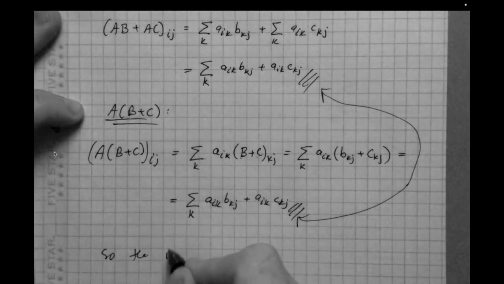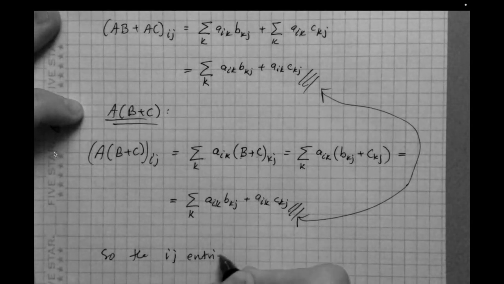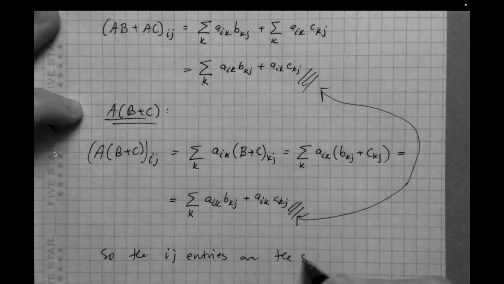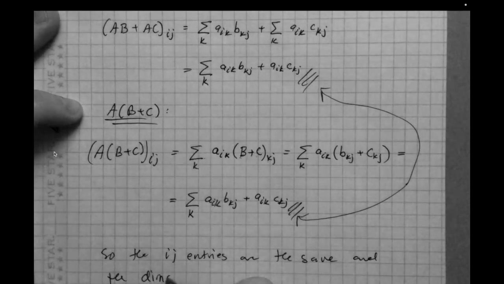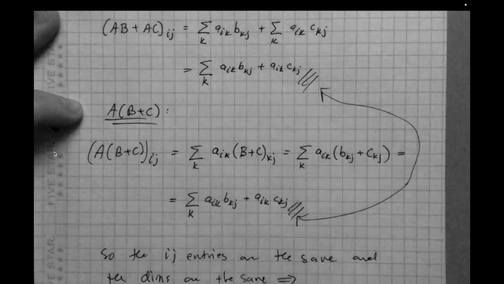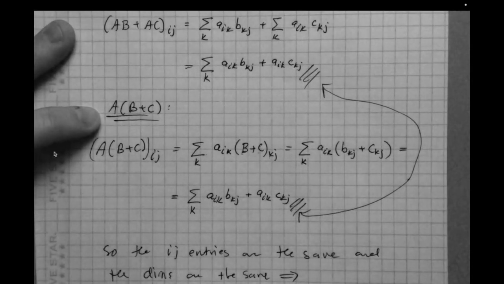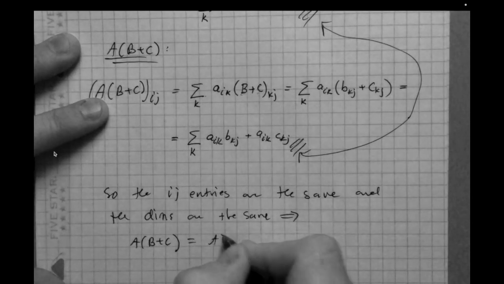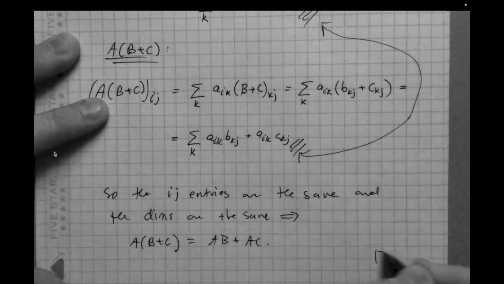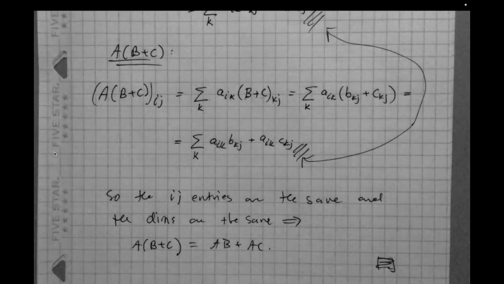So the ij entries are the same, and the dimensions are the same. And so that implies that A times B plus C equals AB plus AC, right? So that's the end of the proof. So that's the proof of property 2.